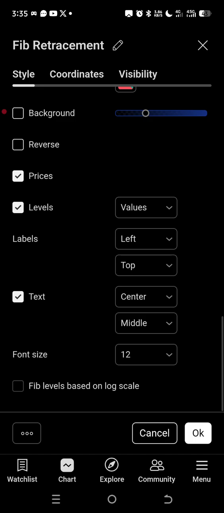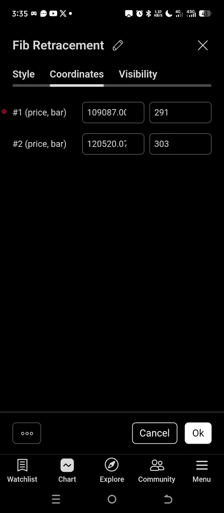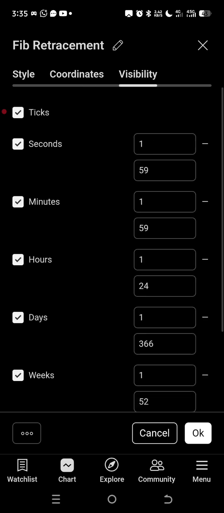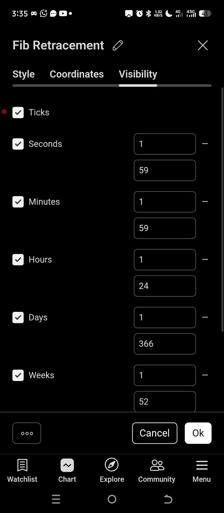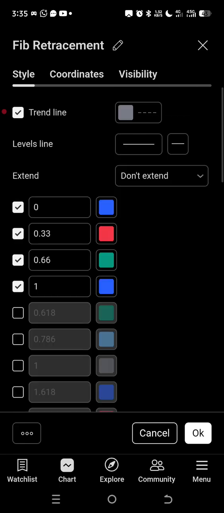That's under style, under coordinate. Leave it the way it is. Look at the setting there. That's under coordinate. Under visibility, leave it so. Just leave it as it is. Don't tamper with anything here. It's only on style that you actually tamper with anything. So once you have set it, you are good to go.